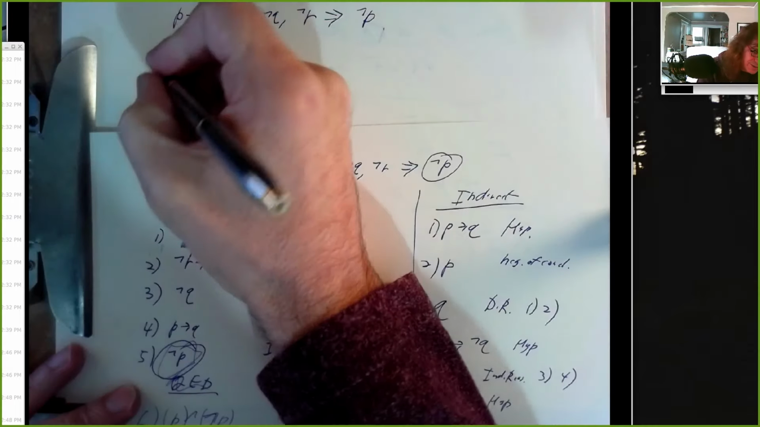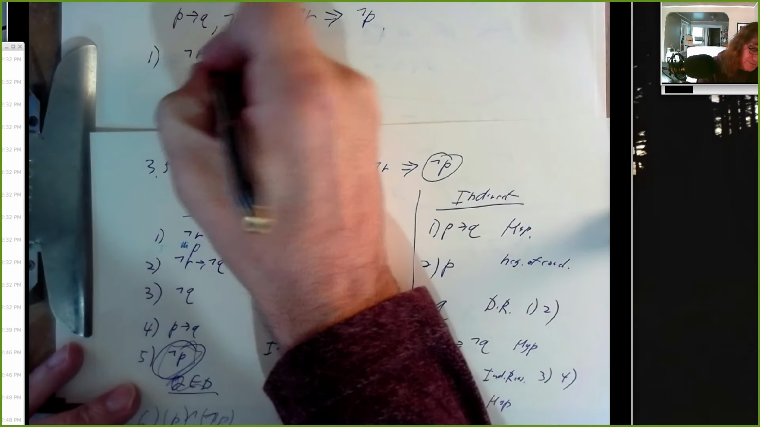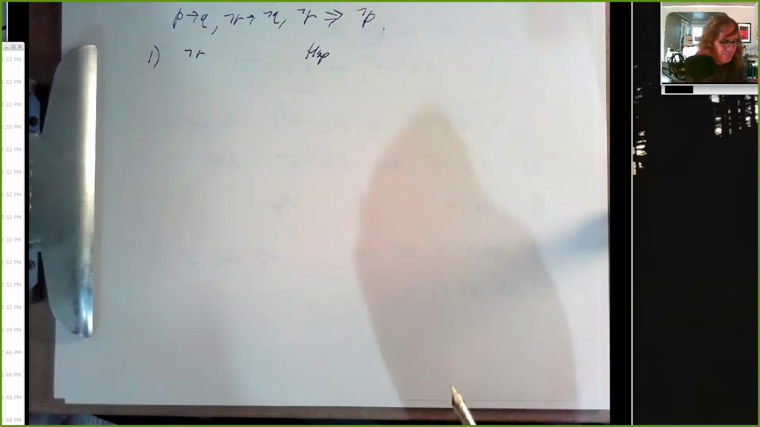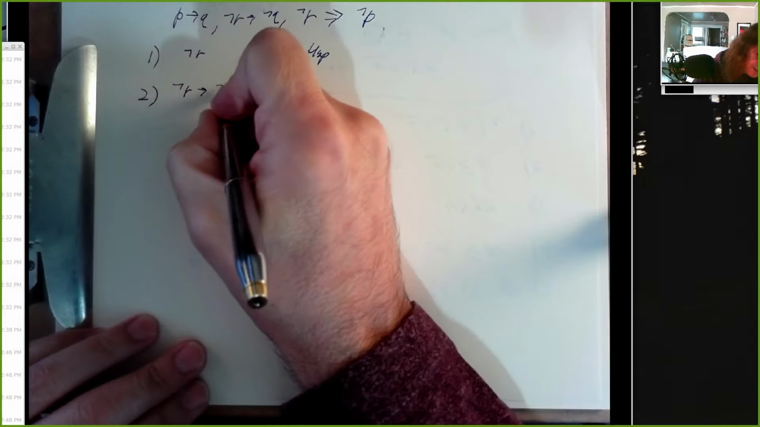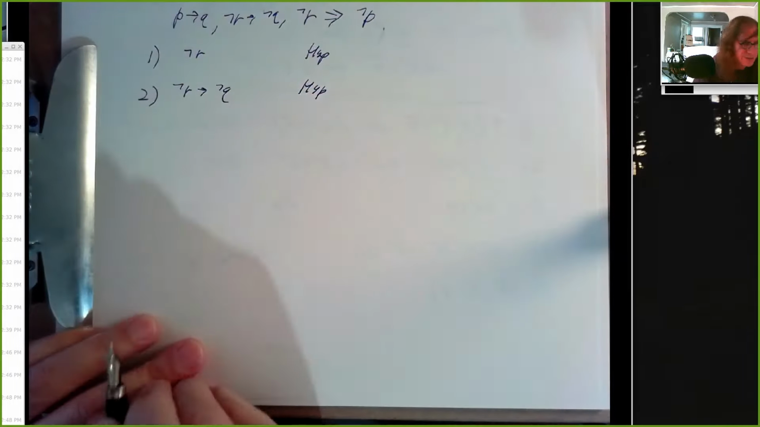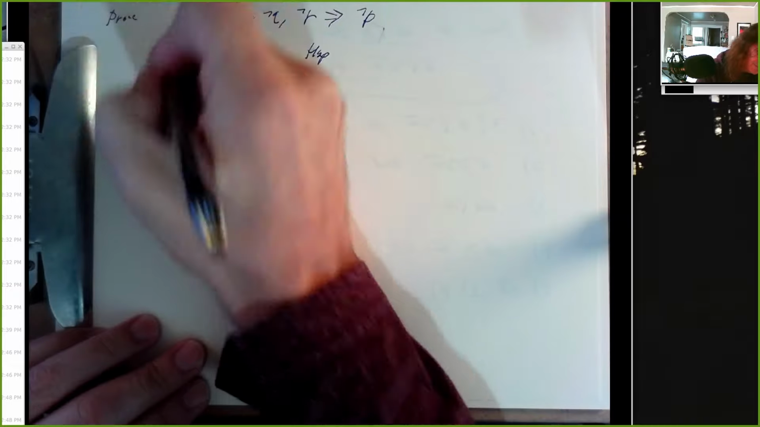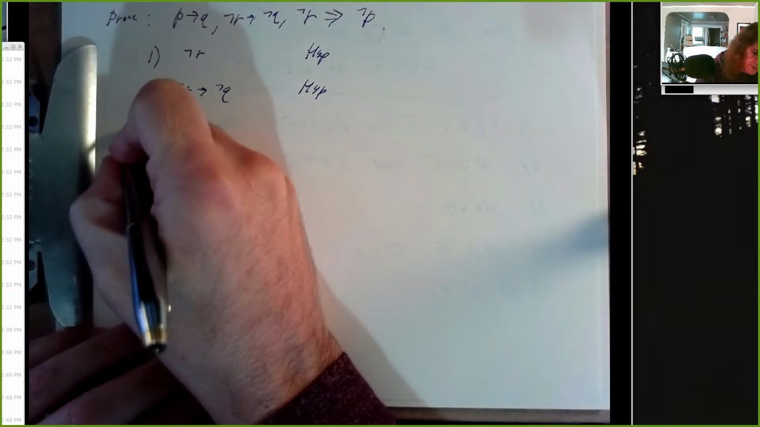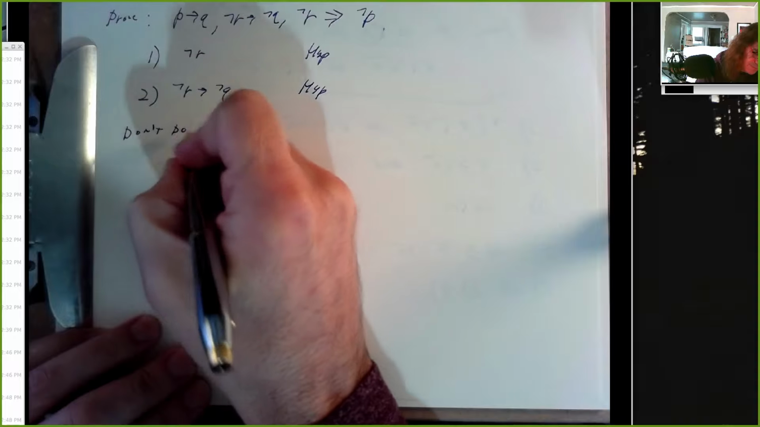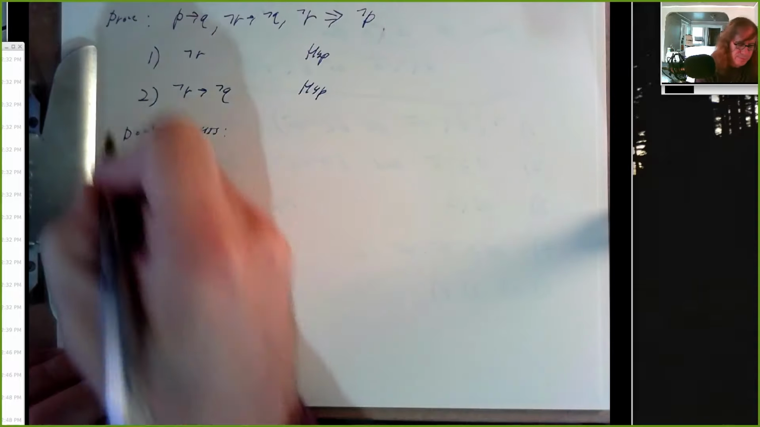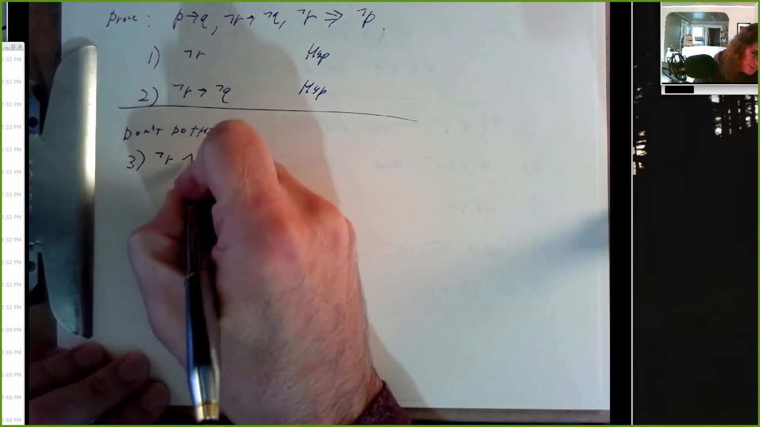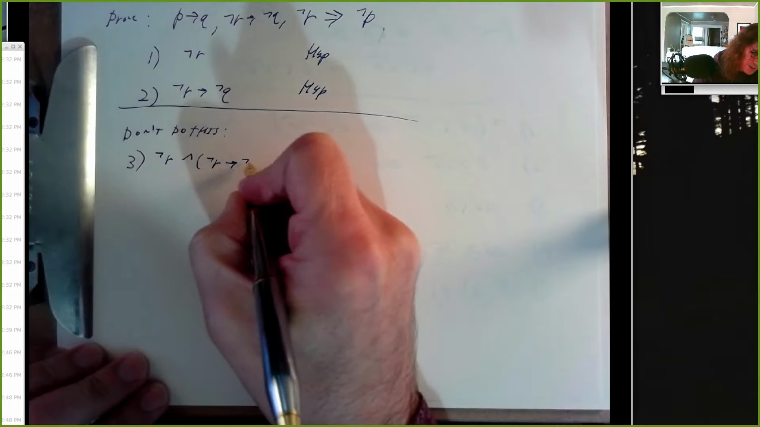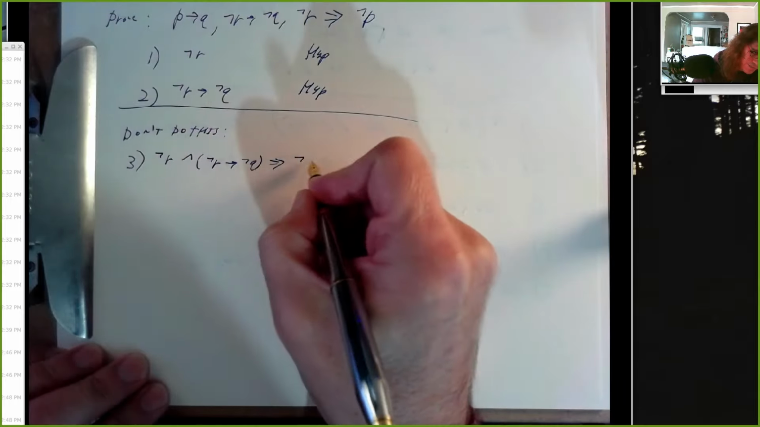All right. So let's write down step 1. I'm going to do not R. That's a hypothesis. And step 2, I'm going to write not R implies not Q. That's a hypothesis. All right, and this is what we're trying to prove. Okay, don't do this. So step 3: not R and not R implies not Q implies not Q.